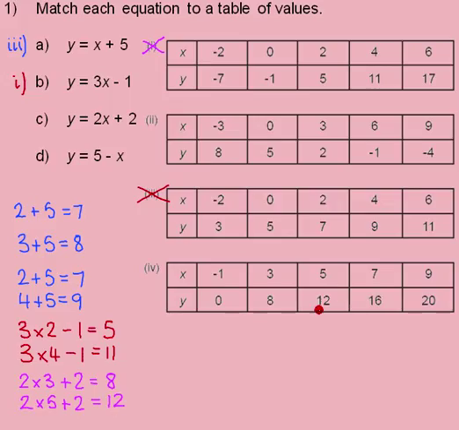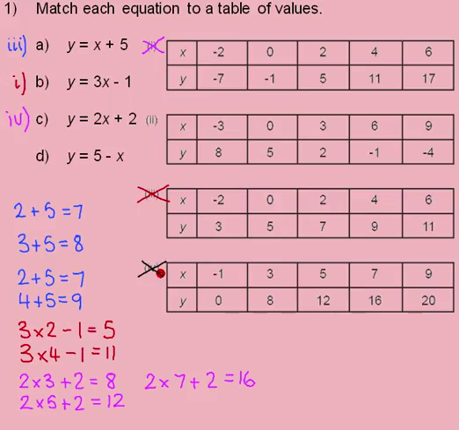And that does match. I'm going to try one other point to make sure. So I'm going to put the 7 in as well. So that's 2 times 7 plus 2. That's 14 plus 2, which is 16. That matches as well. So this one matches this one.